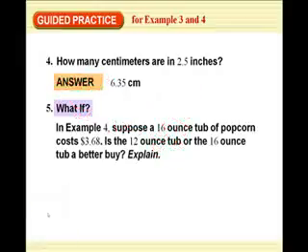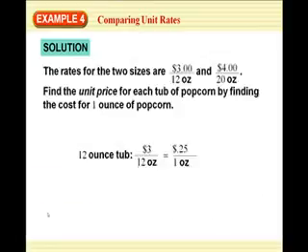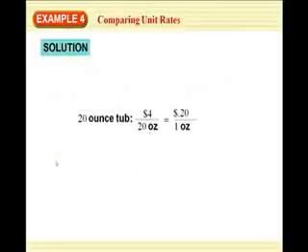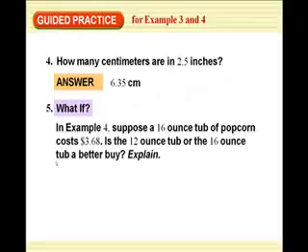Okay, what if, in example 4, suppose a 16-ounce tub of popcorn costs $3.68. Is the 12-ounce tub or the 16-ounce tub a better buy? Well, if we go back to the 12-ounce tub, it was, in our work, $1 for 4 ounces. So let's see what this one comes out to be. $3.68 for 16 ounces.